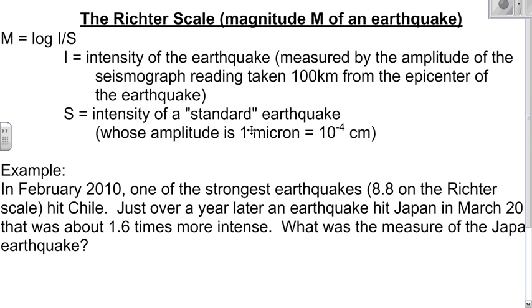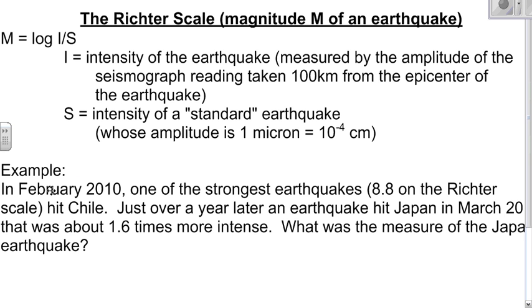Another example of a logarithmic scale is the Richter scale, which measures the magnitude, M, of an earthquake. To find it, you do log of I over S. I is the intensity of the earthquake, and S is the intensity of a standard earthquake. The intensity of the earthquake is the amplitude reading taken at 100 kilometers from the epicenter, and a standard is just considered to be 1 micron for the amplitude, 10 to the negative 4th.